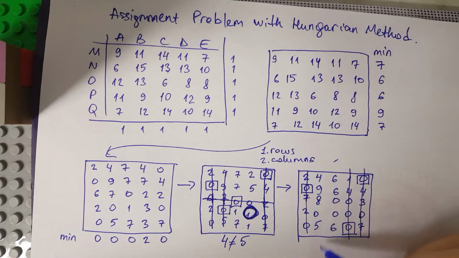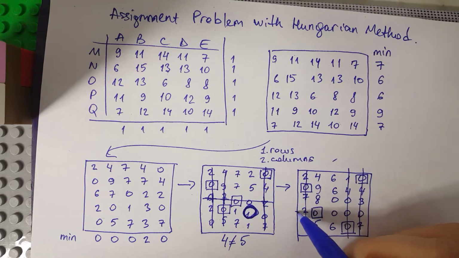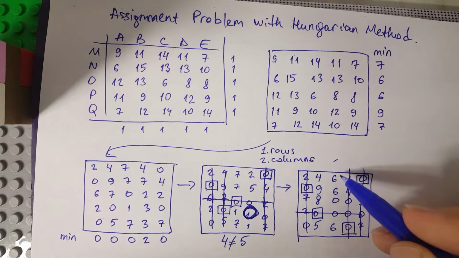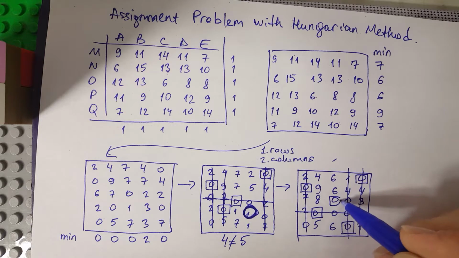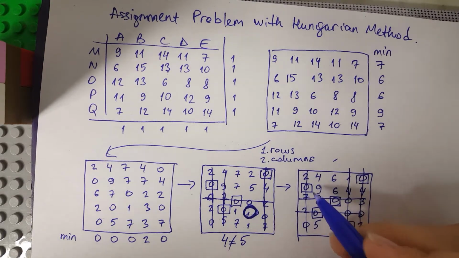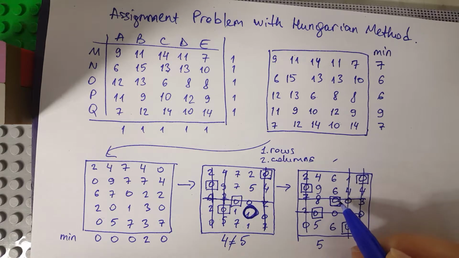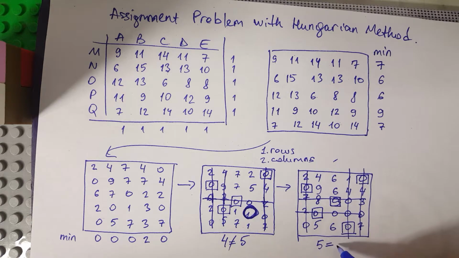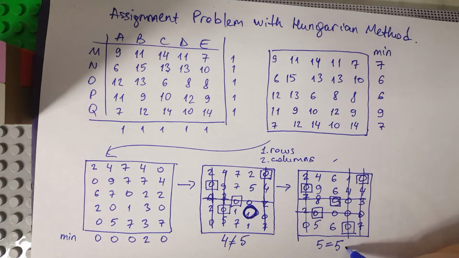We are scanning this column. We have one 0 here. Scan the column, cross the row. And we'll scan this column. We have also one 0 here. Scan the column, cross the row. So in total 5 squared zeros. Squared zeros mean assigned work. So 5 is equal to the size of the matrix, which is 5 also. So our work is done.